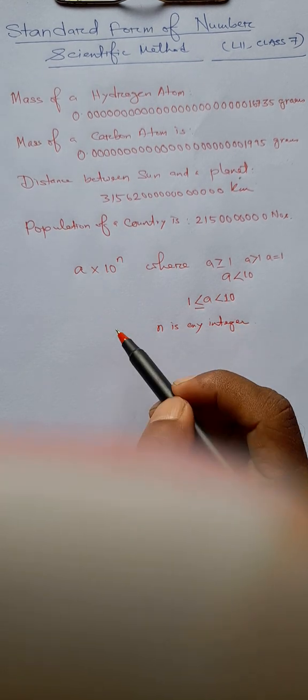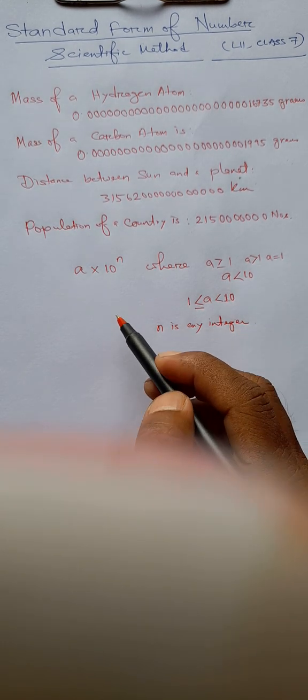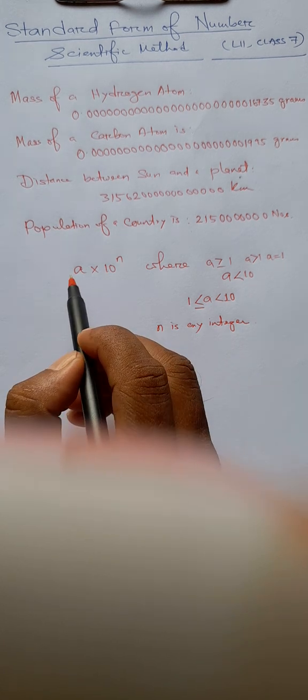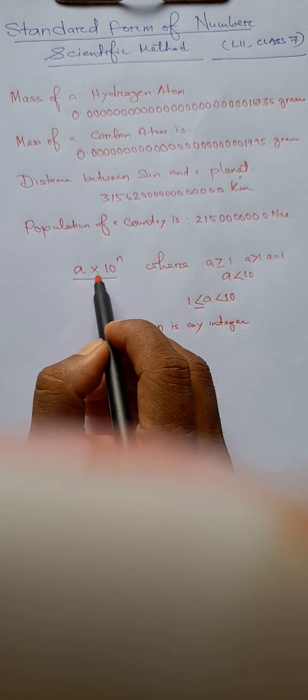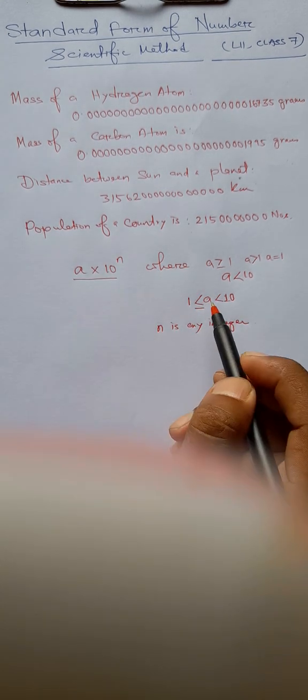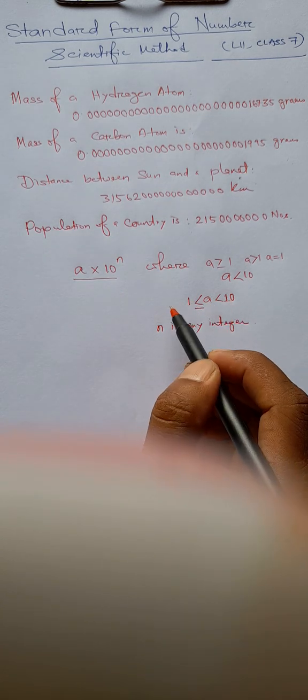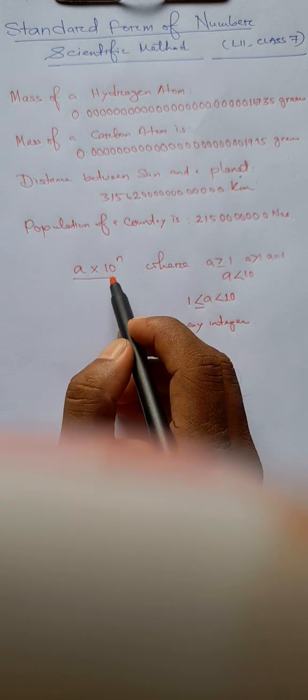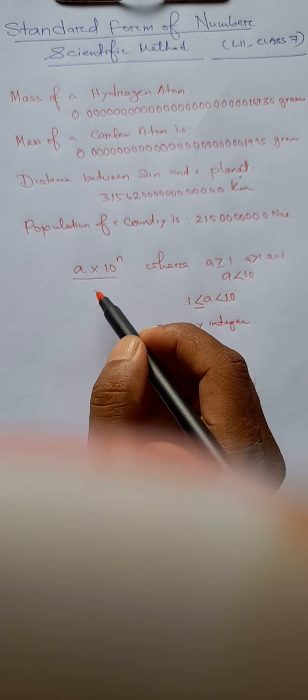That means a number, when you express it in scientific method, you will convert that number in this style: a multiplied by 10 to the power n. a is a number between 1 and 10, including 1, but the exponent of 10 will be an integer. It might be a positive integer or a negative integer.